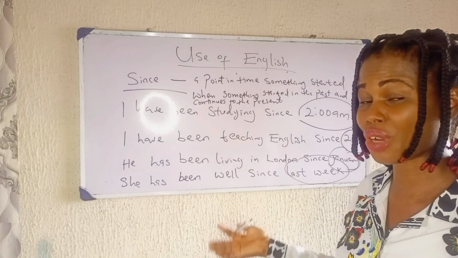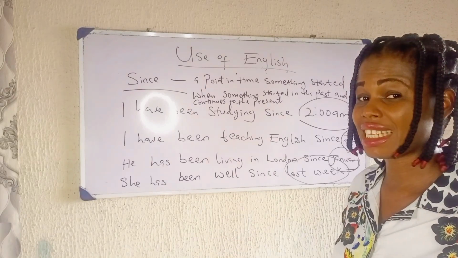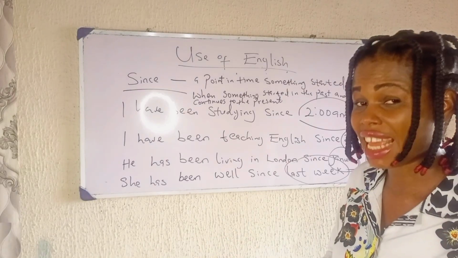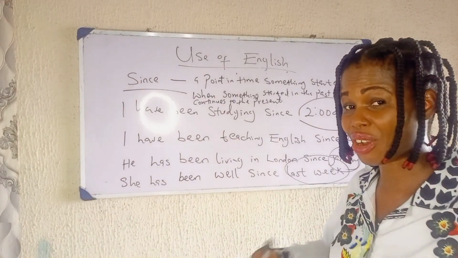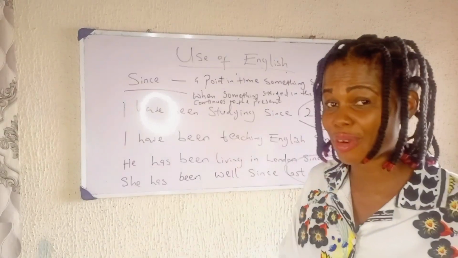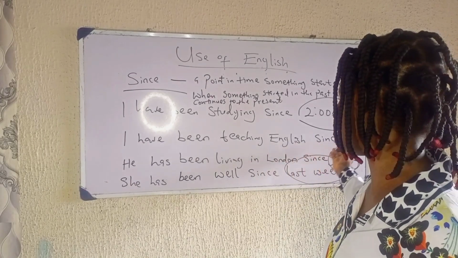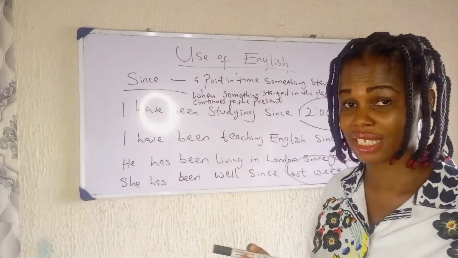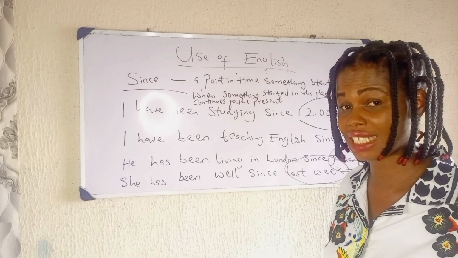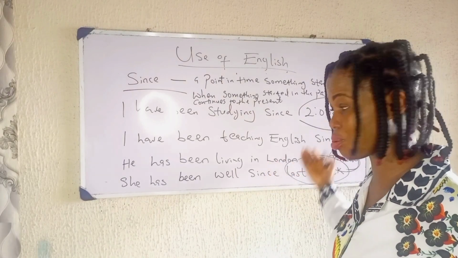Since is used in talking about when something started in the past and continues to the present time. I've been teaching English since 2012. At the moment, I'm still teaching English, but when I started it was in 2012.